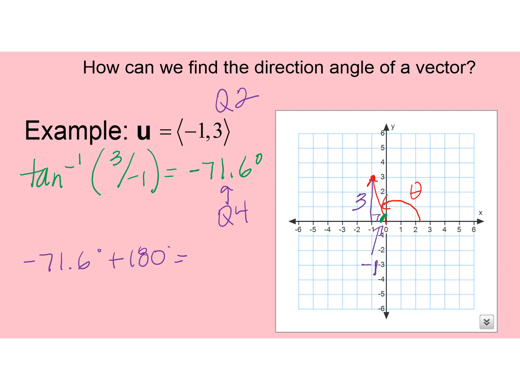So again, this can't just be pure plug and chug. You've got to use your brain a little bit and think about it. So when I add that, the actual directional angle is 108.4 degrees. So pretty simple. Using inverse tan, like in prior units, but paying attention to the quadrant and making sure that your angle matches the quadrant of the terminal point of the vector. And if not, you might need to add 180 degrees.